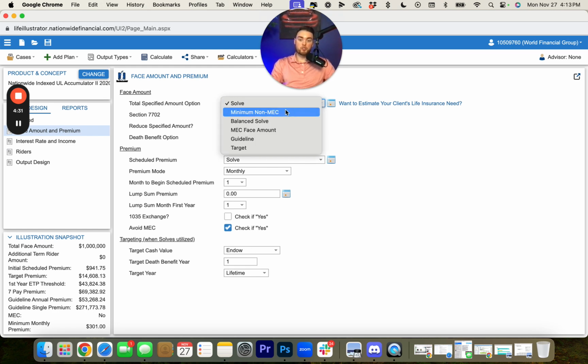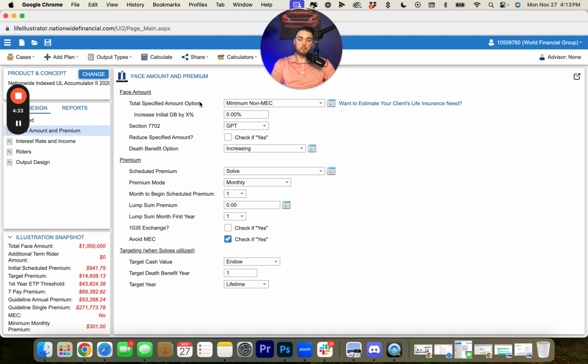So the structure should be a minimum non-MEC. What this means is that I'm giving you the minimum amount of life insurance I can possibly give you while still keeping everything tax-free. Now, the beauty of the IUL is the fact that you do have that life insurance, that you are underneath the umbrella of life insurance, because now you're protected under tax code 7702, and tax code 72(e).